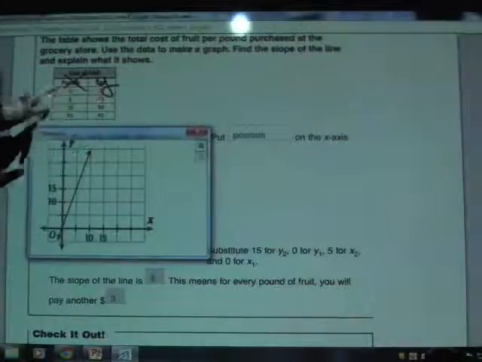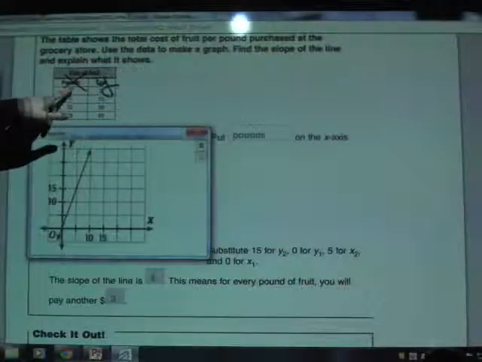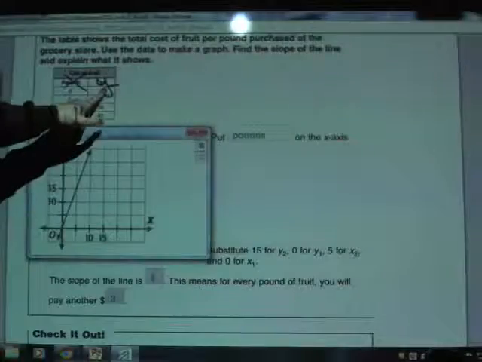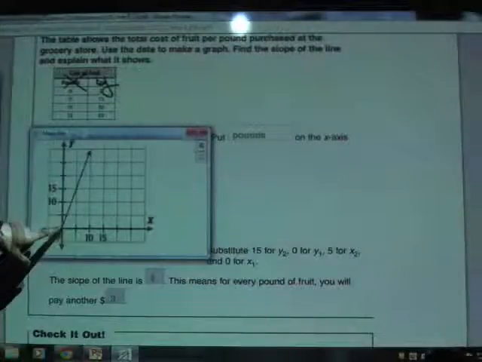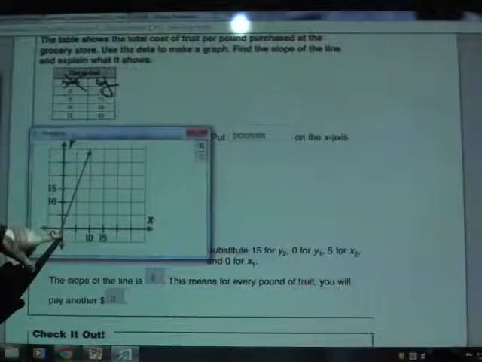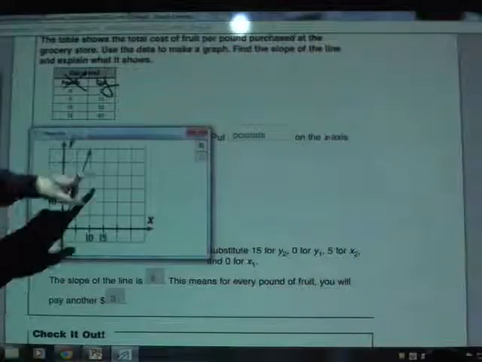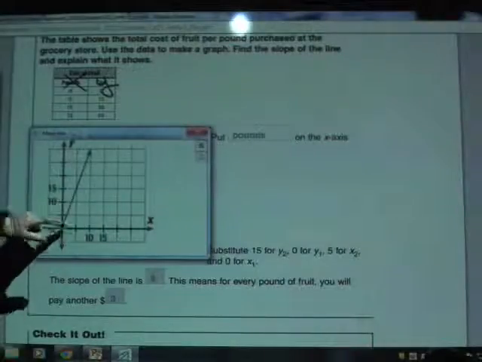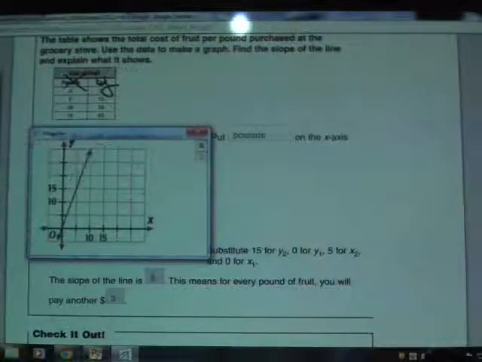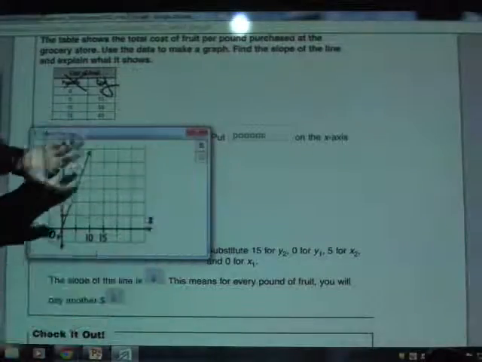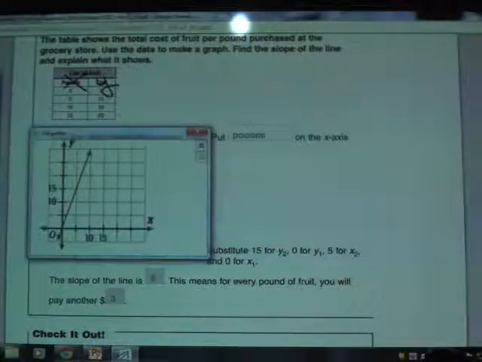Now the first one is really easy, and it makes a lot of sense. It says if I don't buy any fruit, I'm not spending any money. That makes sense. So that first point is right here at the origin, which on this graph, the way it's drawn, is towards the bottom left here. Remember, the origin is usually in the middle when we show all 4 quadrants. This is only quadrant 1 of the coordinate grid.